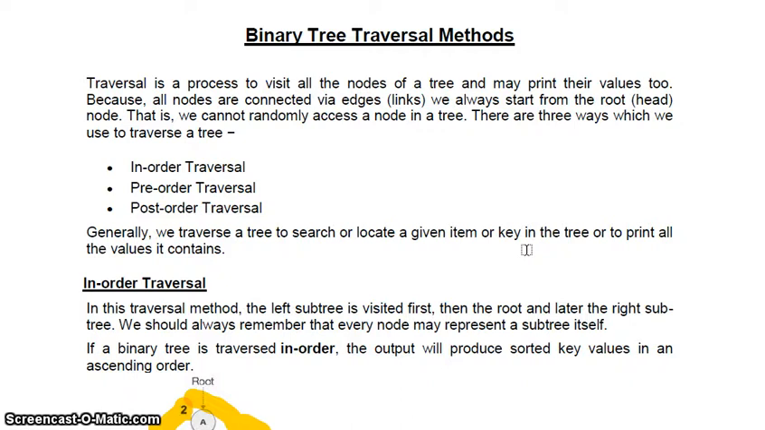As you know, all the nodes are connected via edges or links. We always start from the root node, that is the head. We cannot randomly access a node in a given tree. So to access a node in a given tree in a systematic manner, we should follow some traversal methods. There are three different traversal methods: in-order, pre-order and post-order traversal.